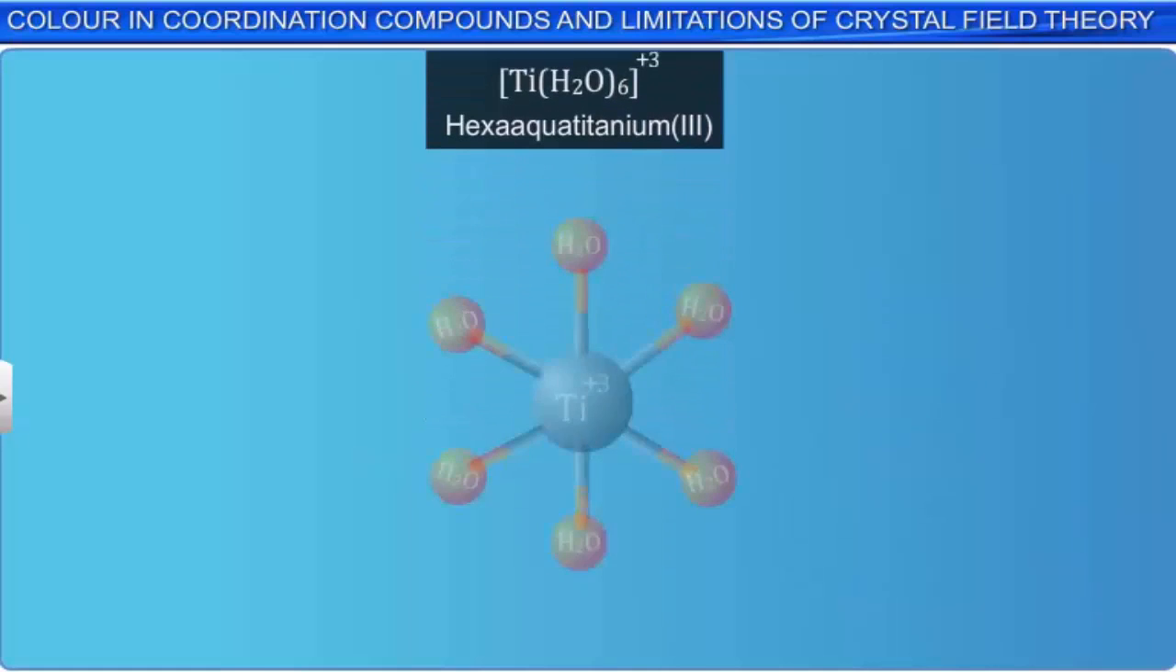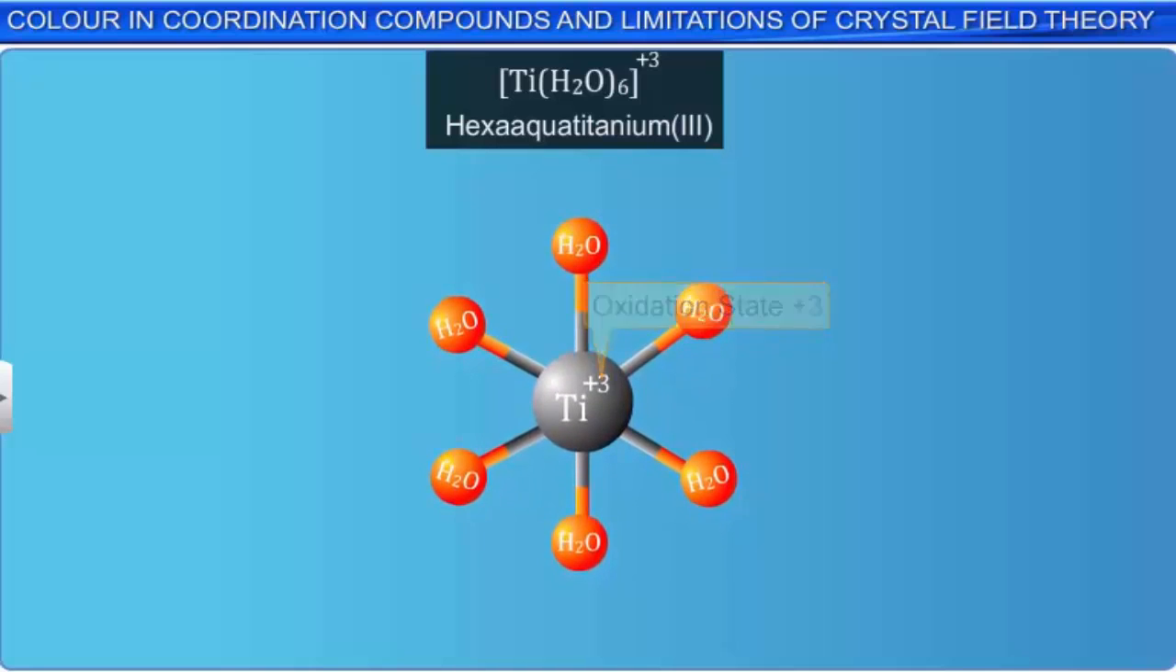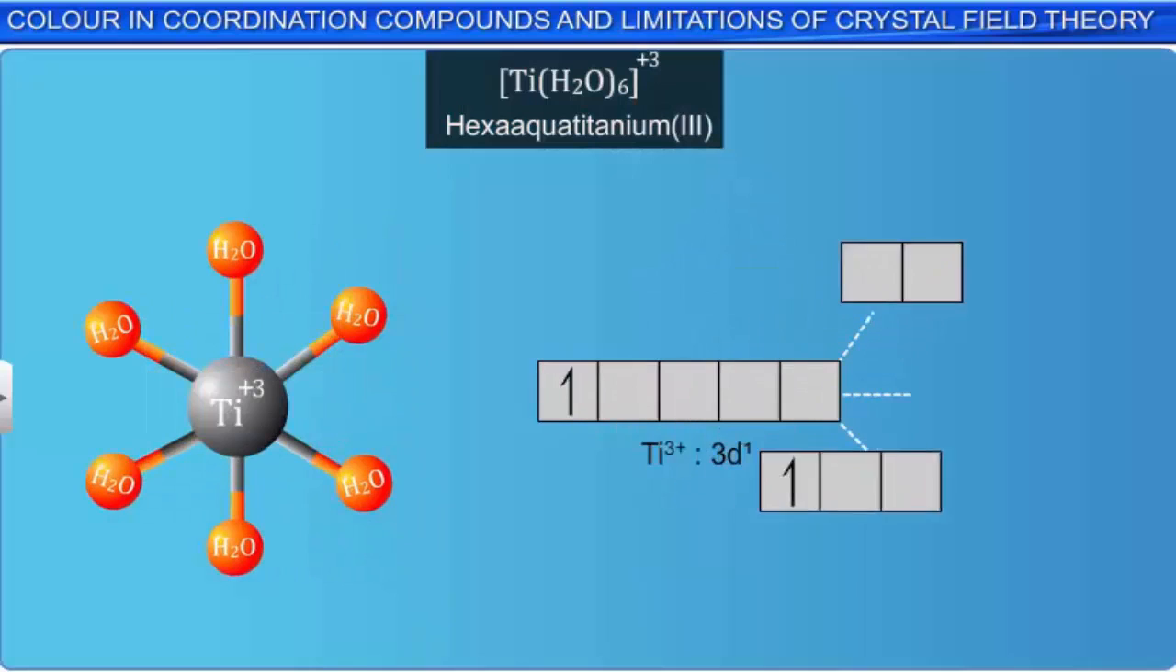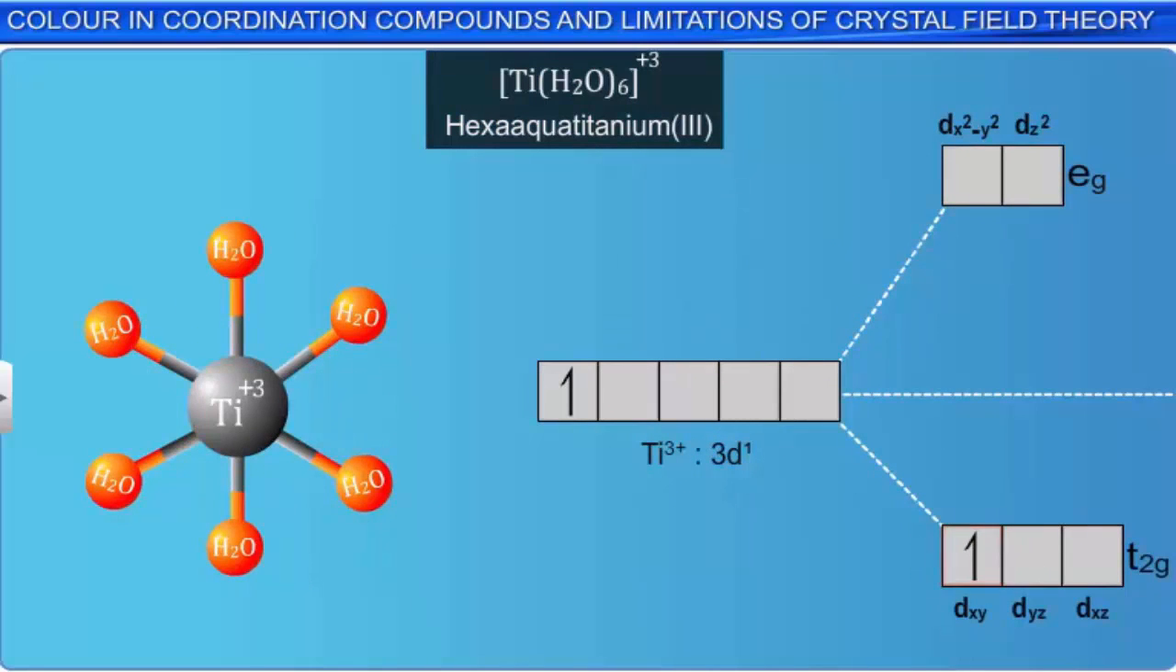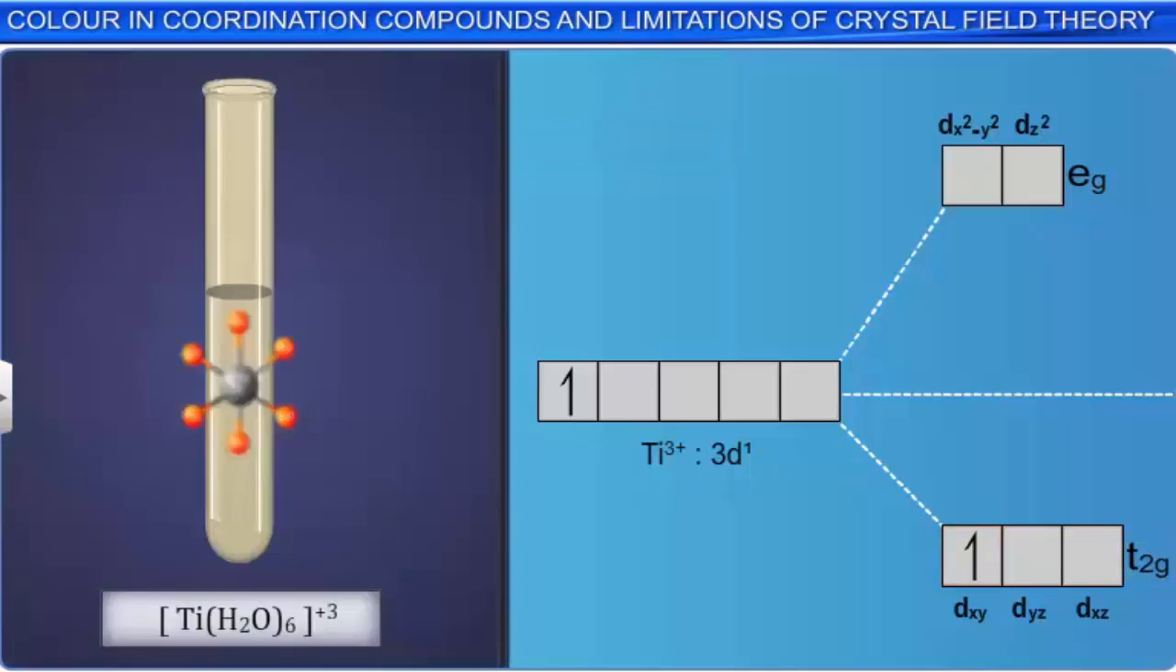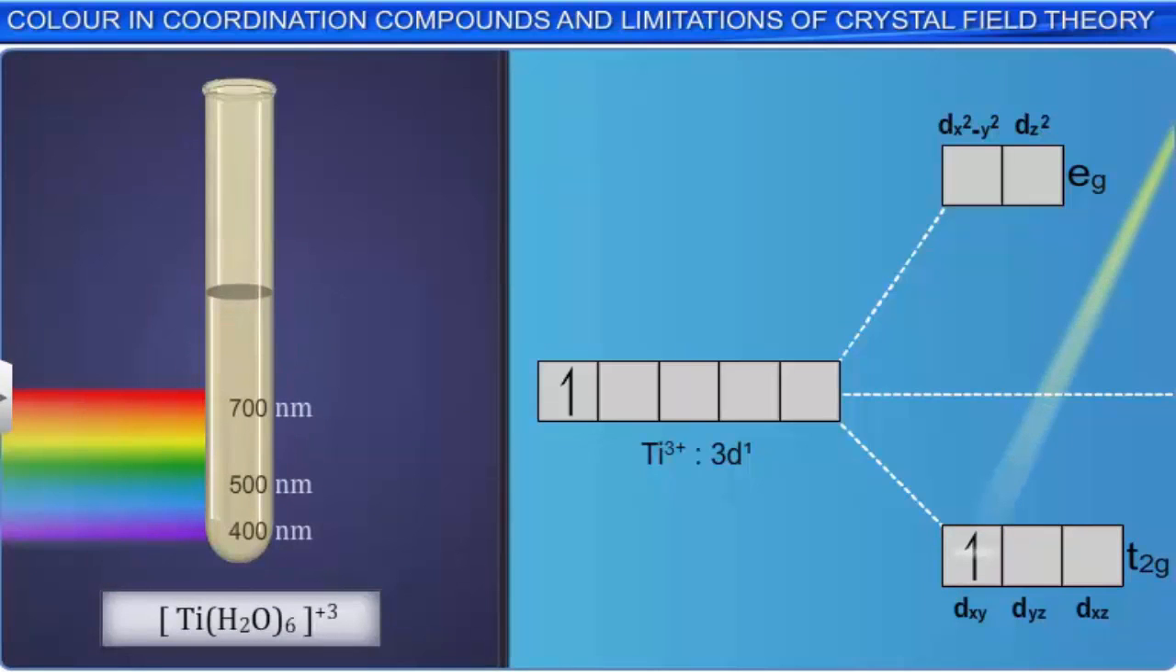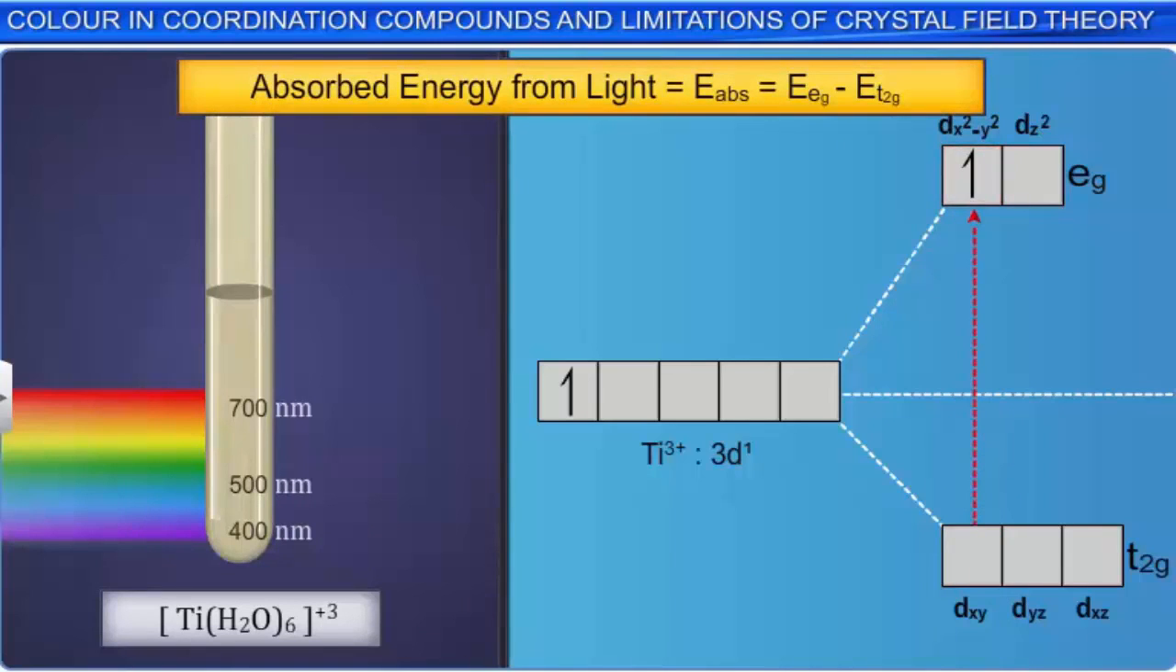The single electron is present in the lower t2g level in the ground state of the complex. When light passes through a solution of this complex, the electron in the lower t2g level is promoted to a higher eg level by absorbing light with energy equal to the energy difference between the t2g and eg levels. In this case, it absorbs energy corresponding to the blue-green region. As white light minus blue-green light gives purple color, the complex appears purple.